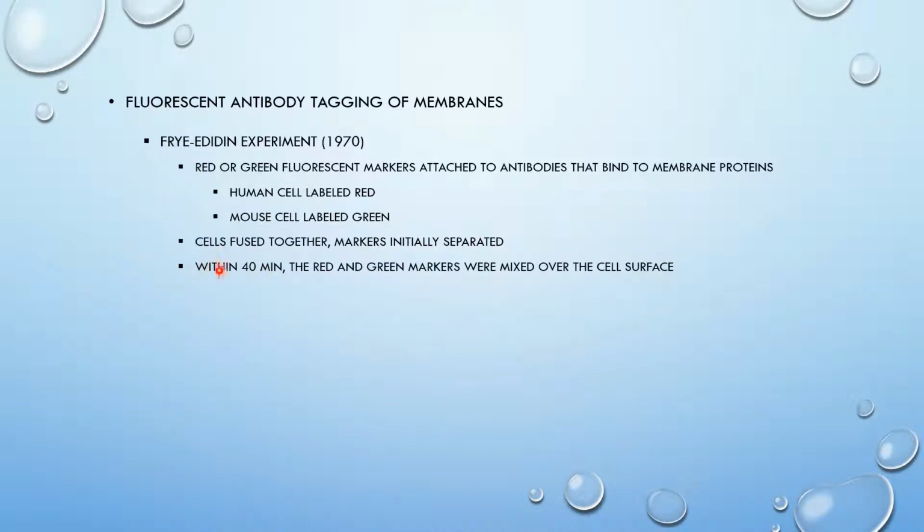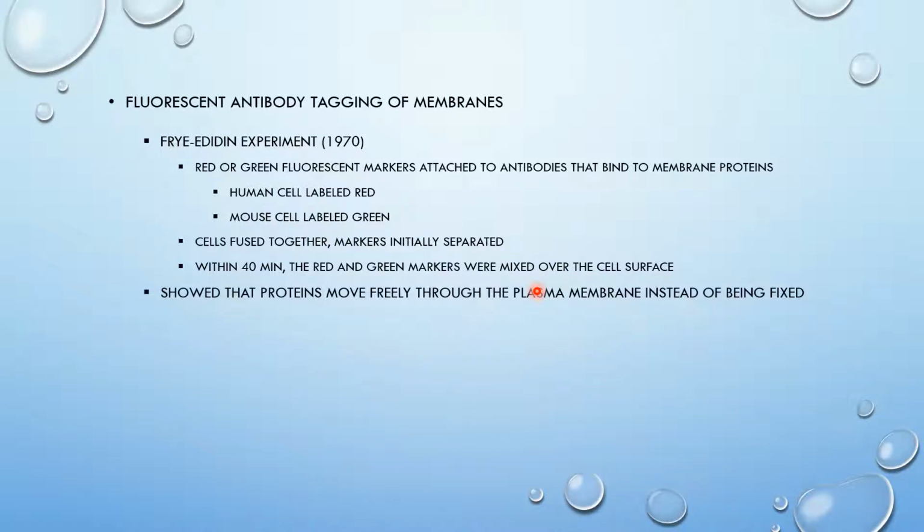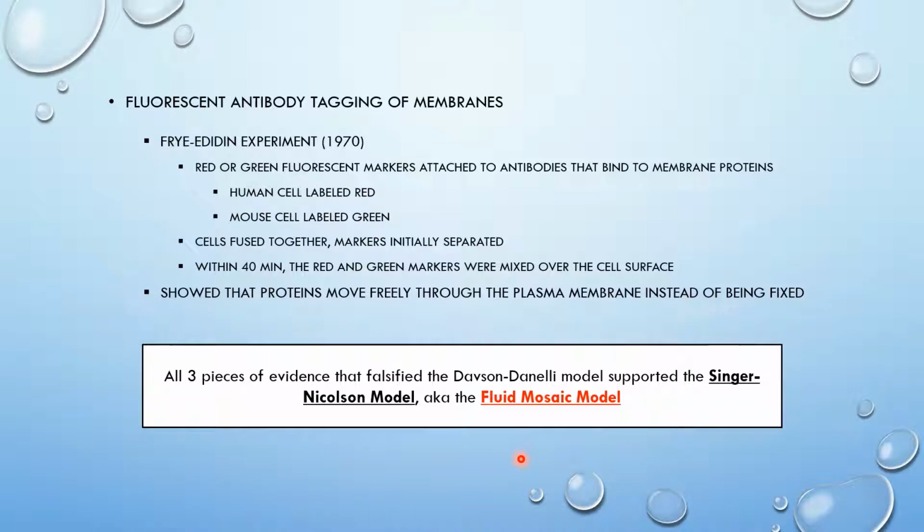And then within 40 minutes, the red and green markers were mixed over the cell surface. This suggests fluidity of the cell membrane and showed that proteins move freely through the plasma membrane instead of being fixed. If proteins were arranged in two layers, they wouldn't be able to move freely through the plasma membrane. Therefore, this contradicts the Davson-Danielli model. All three pieces of evidence that falsified the Davson-Danielli model supported the Singer-Nicolson model, also known as the fluid mosaic model.